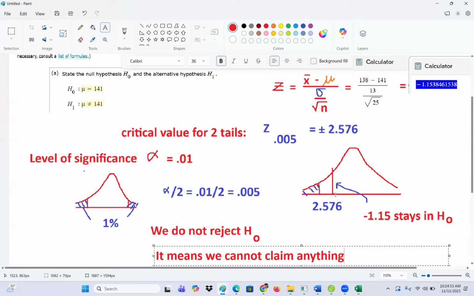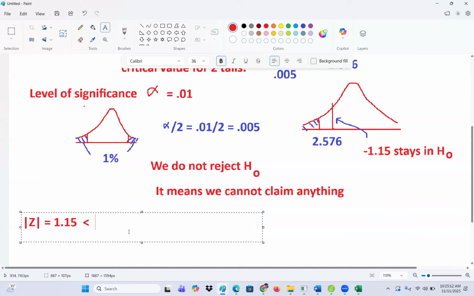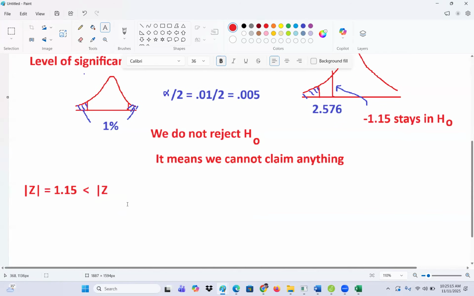Another way you can do it is just simply compare, if the z was 1.15, something like that. It doesn't matter. But I just want to let you know how we're gonna reject or accept the null hypothesis. The critical value is 0.005. So we do not reject.